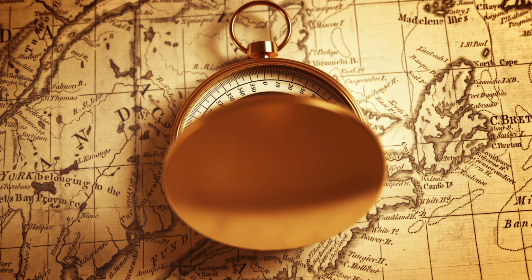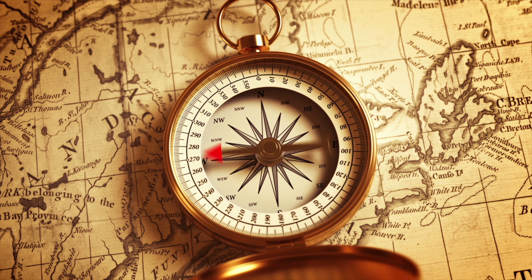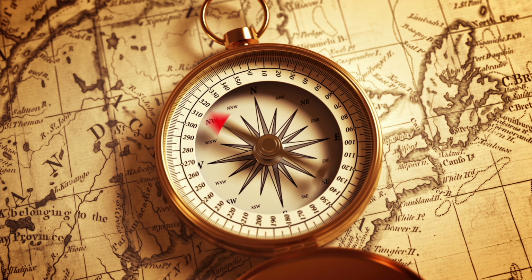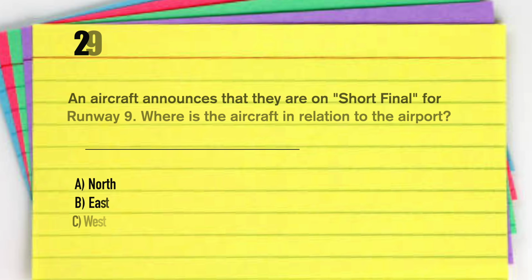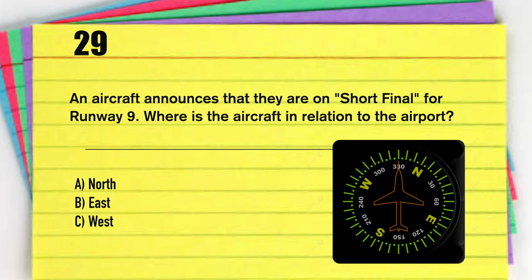The most basic navigational tool for airplanes, boats, even if you're going on a camping trip, is a magnetic compass. And didn't that just make you remember this whole thing forever? There's only one correct answer, C, 90 degrees and 270 degrees magnetic. Don't forget it. Next one, an aircraft announces that they are on short final for runway 9.